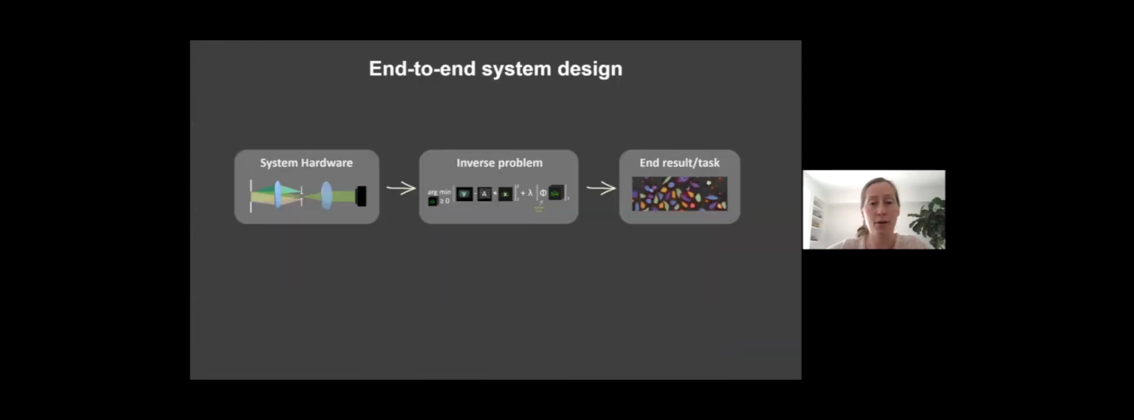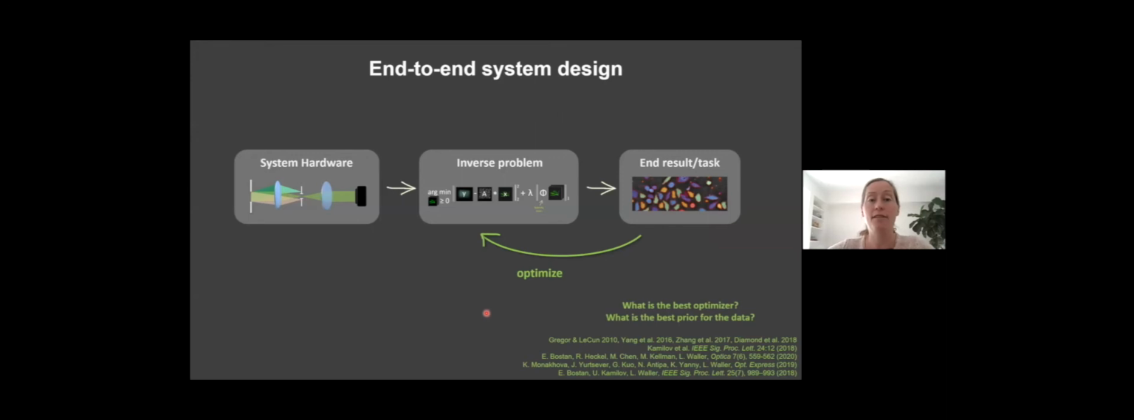So what I want to talk a little bit about is the algorithm. Once you've got this captured measurement, how do we solve this inverse problem? There's been a lot of work in computational imaging lately around what's the best way to solve this inverse problem by tuning your optimizer. So you use some sort of iterative optimization algorithm, and people have played around quite a bit with priors or regularizers on the data, and this can make a huge difference in the quality of the result.